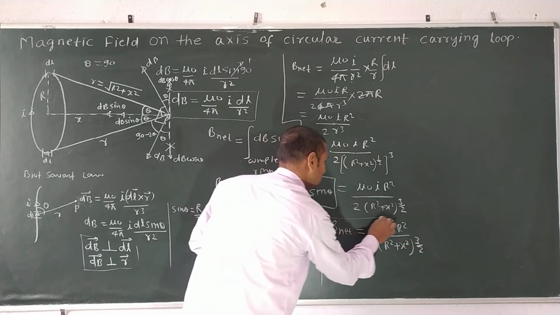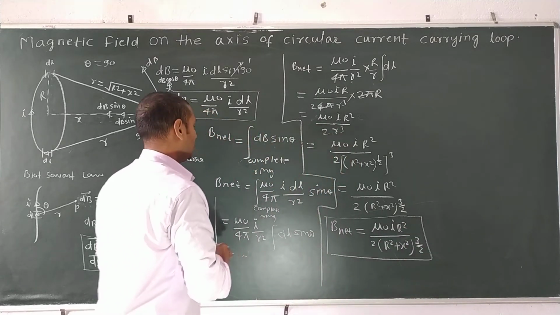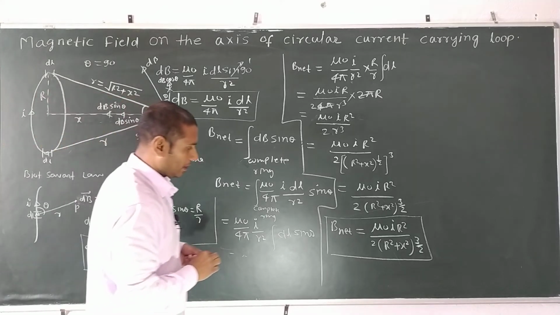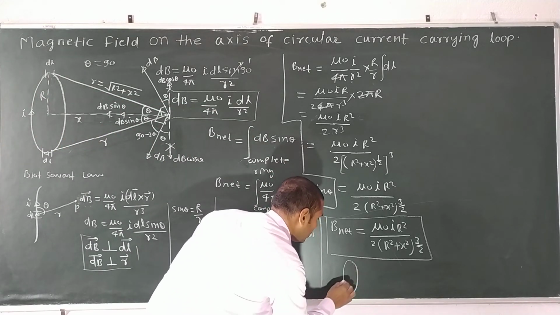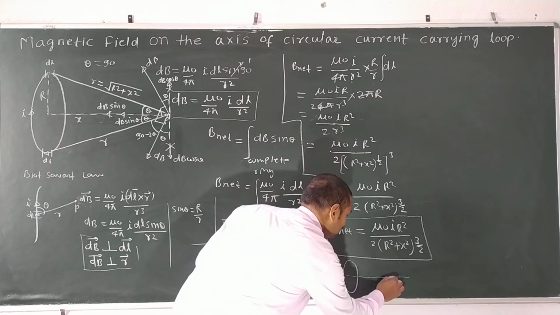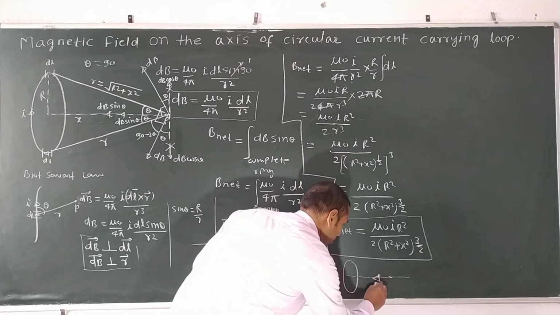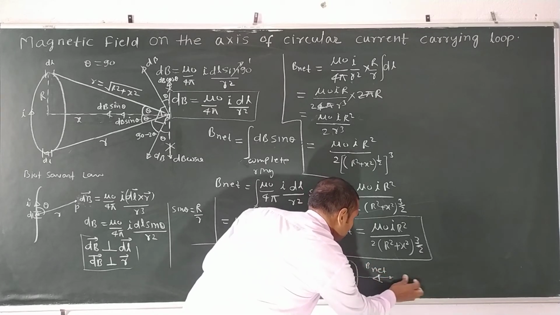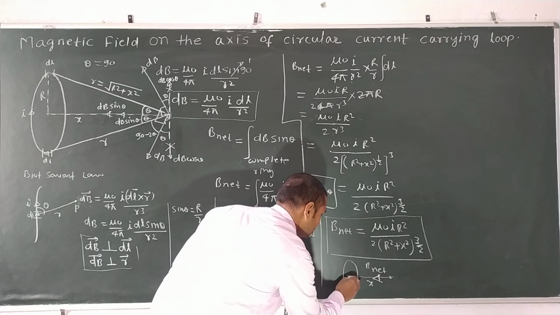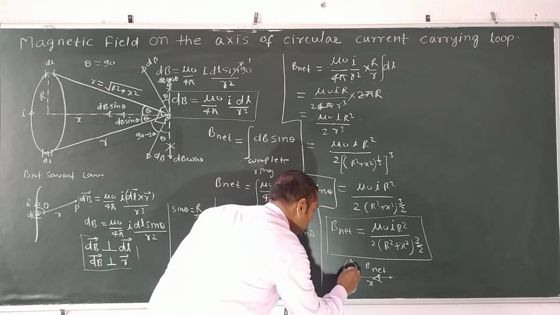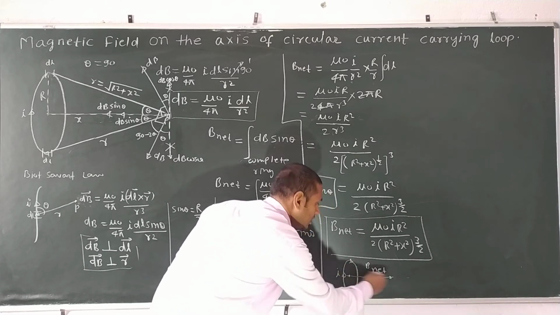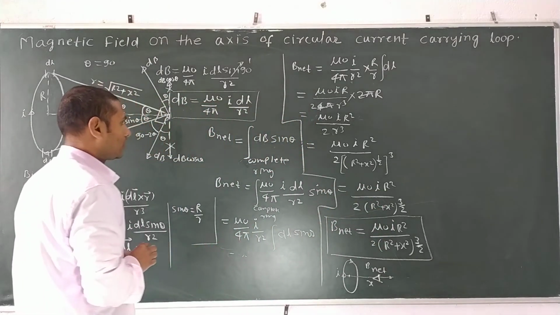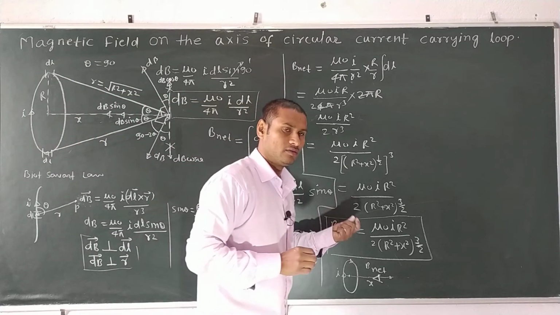This B net is here in this direction. If this is the ring and this is the axis, the direction of B net is in this direction. If this is the x axis and the current is like that, the direction of B net is in this direction, and this is the magnitude of B net.